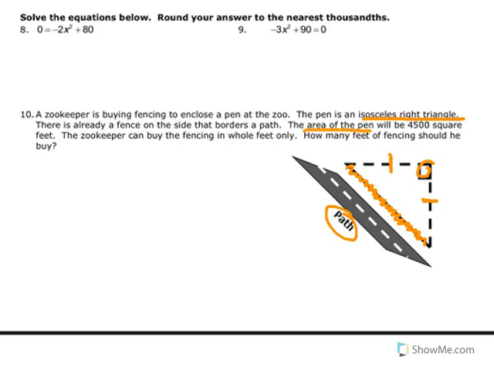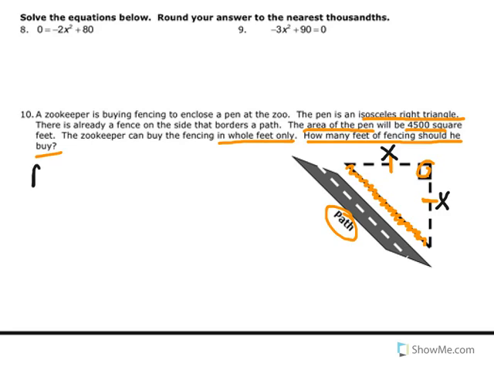The area of the pen is going to be 4,500 square feet. The zookeeper can buy fences in whole feet only. Important information. How many feet of fencing should he buy? So the goal here would be to find out how long these two sides are of the triangle. And since we don't know, we're going to use x, and since they're both the same, we can use x on both sides.